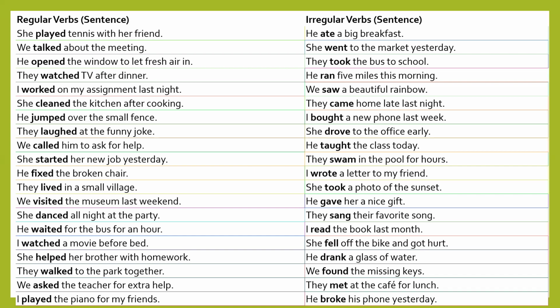Ate, went, took, ran, saw, came, bought, dropped, taught, swam, wrote, took, gave, sang, read. Read becomes read: I read the book. V2 form. Read, the pronunciation is red. Fell, drank, found, met, broke. So these are all irregular verbs which are given in the sentences.